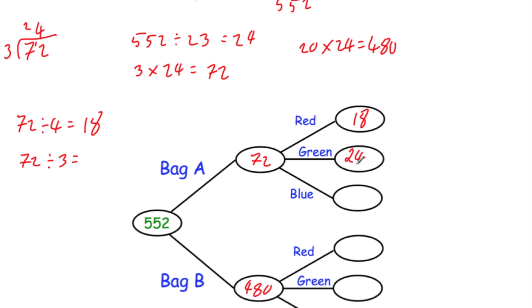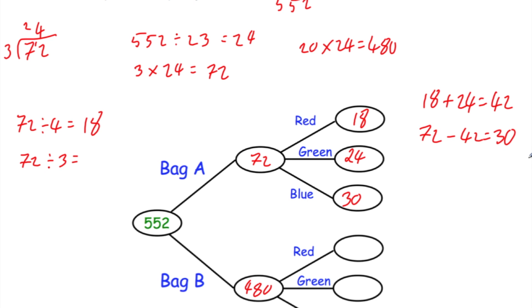And in terms of the blue, if we just add together the red and the green and take that away from 72, that'll tell us how many blue marbles there are. So 18 plus 24 is equal to 42, and 72 take away 42 is equal to 30. So that means there's 30 blue marbles in bag A.